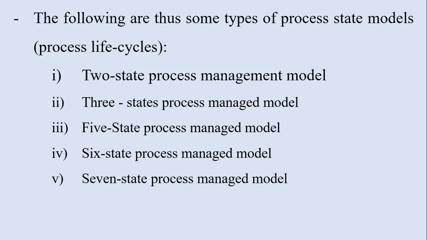The following are therefore some types of process state models or process life cycles. The first one is the two-state process management model. Number two, the three-state process management model. Number three, we have the five-state process management model. We have the six-state, and we have the seven-state process management model.